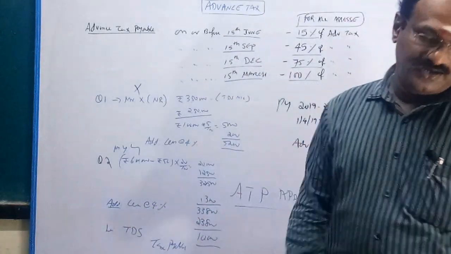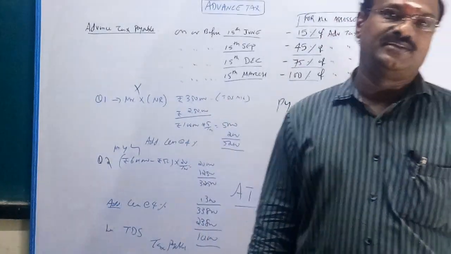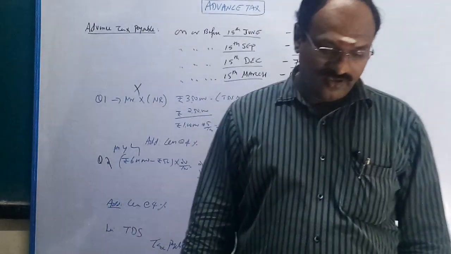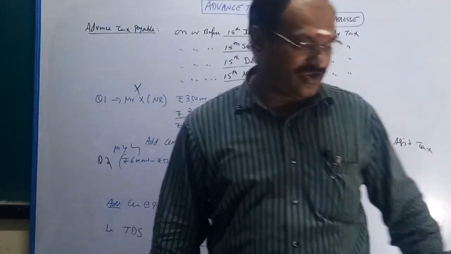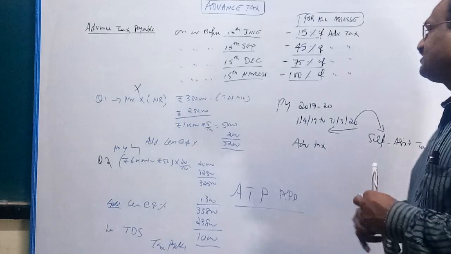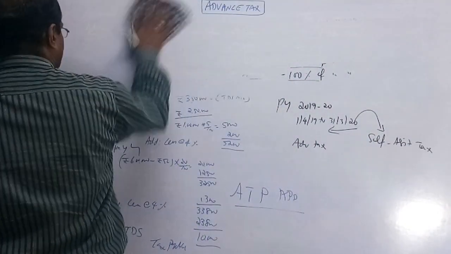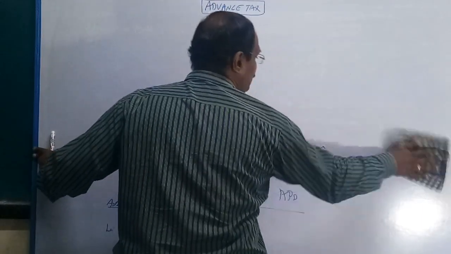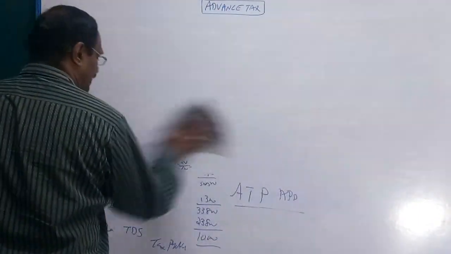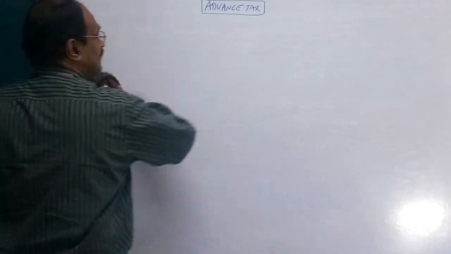Case 3. Turnover of Mr. A is 1 crore 50 lakhs. He has opted for section 44AD. What is 44AD? Presumptive income of 8% on turnover. That is your income. Okay.